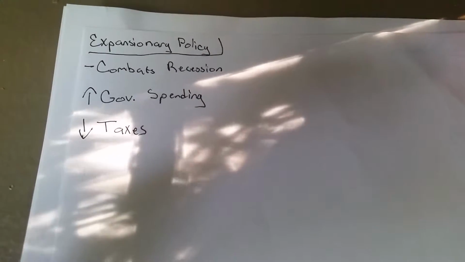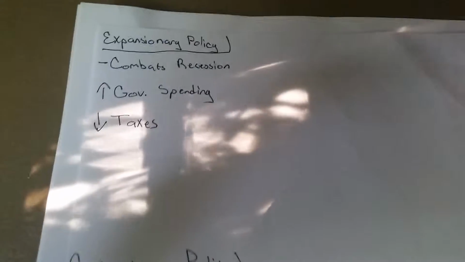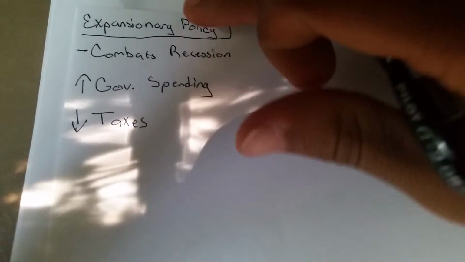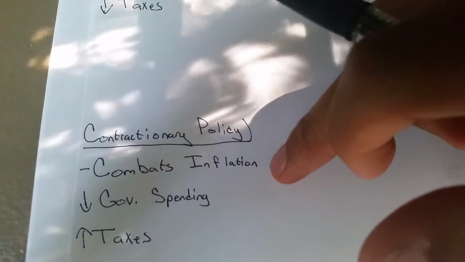All right, today we're going to learn about monetary policy. There are two types of monetary policy: expansionary and contractionary policy. The difference is that expansionary, as you can see, combats recessions, and contractionary combats inflation.